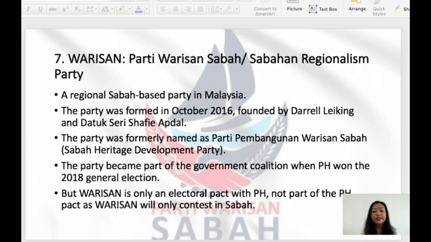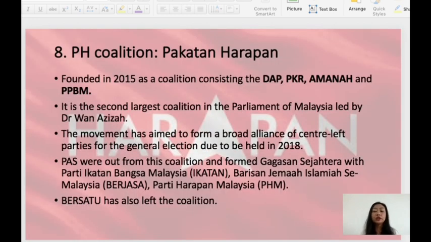Alright, number seven, Warisan or Parti Warisan Sabah, also known as Sabahan Regionalism Party. Okay. A regional Sabah-based party in Malaysia. The party was formed in October 2016, founded by Darell Leiking and Datuk Seri Shafie Apdal. The party was formerly named Parti Pembangunan Warisan Sabah, also known as Sabah Heritage Development Party. The party became part of the government coalition when Pakatan Harapan won the 2018 general election. But Warisan is only an electoral pact with Pakatan Harapan, not part of the Pakatan Harapan pact, as Warisan will only contest in Sabah. Originally from Sabah, yeah.